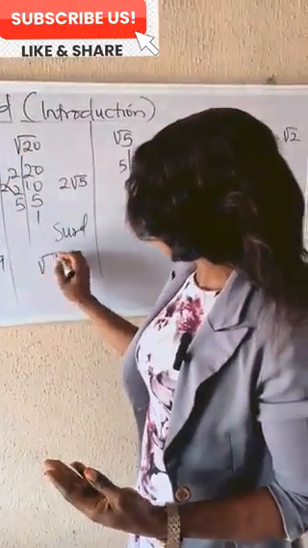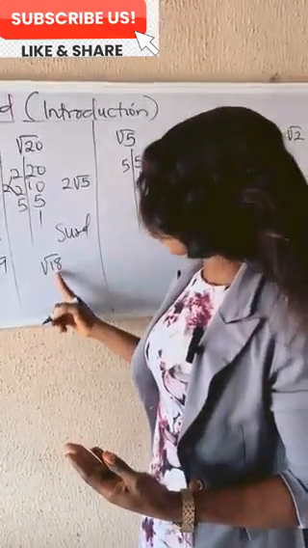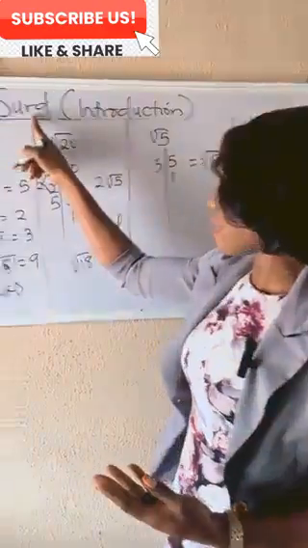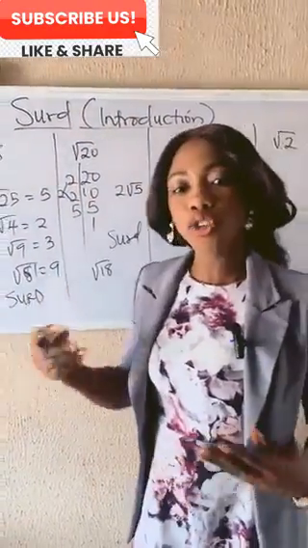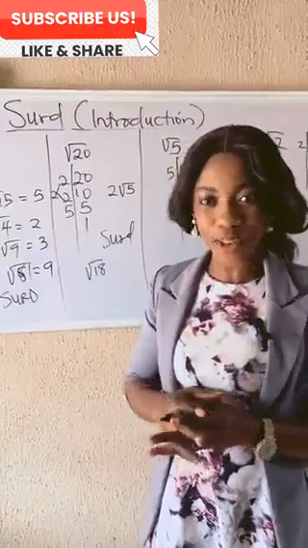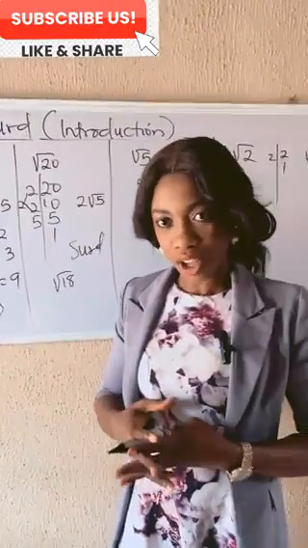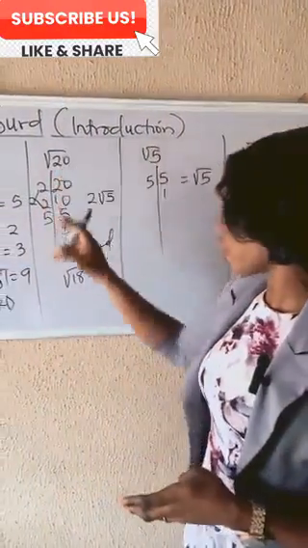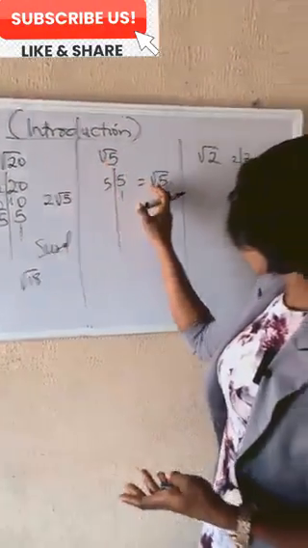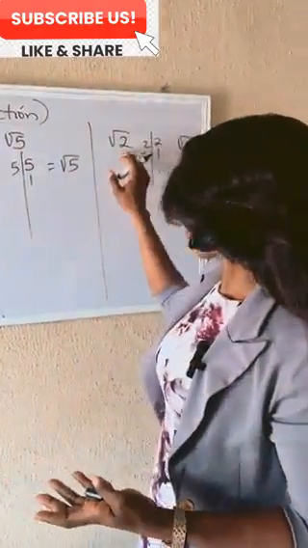You can also have square root of 18. This is a surd because 18, when you square root it, cannot give us a whole number. So when we talk about surds, we talk about all those numbers whose square roots will not give us a whole number. I hope you now know what we are talking about. You can also say that surds are irrational numbers because their square root will not give us a whole number. So this is a surd. This is also a surd because square root of 5 cannot give us a whole number.